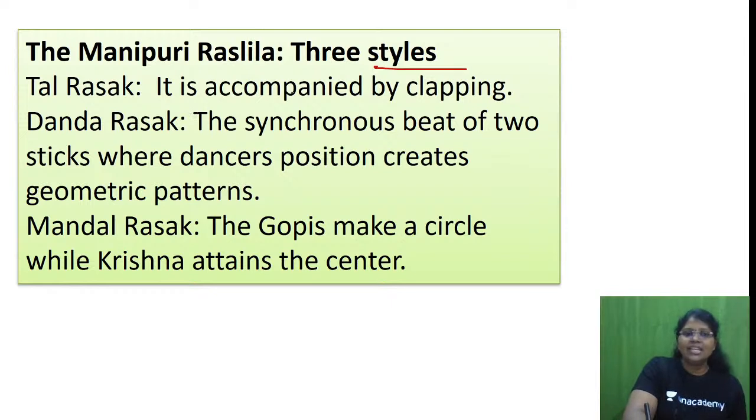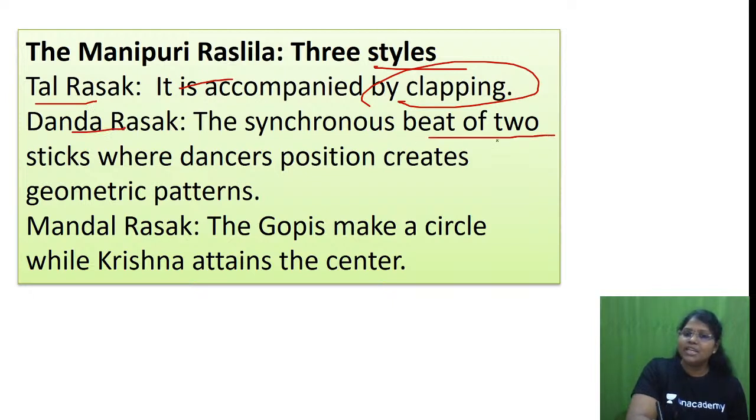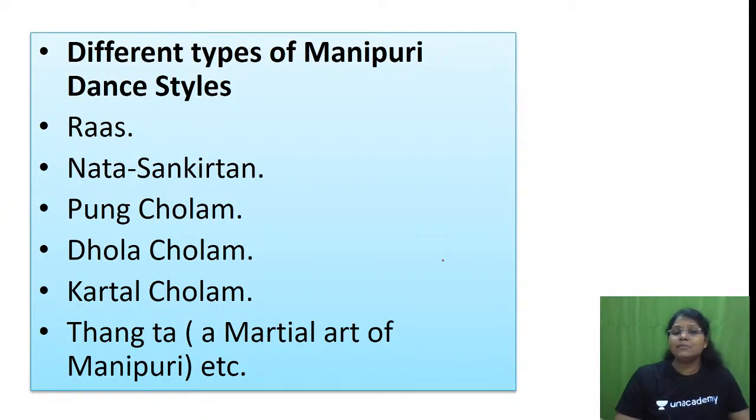Manipuri Ras Lila has three styles. Tal Rasak is accompanied by clapping, so they clap with the tal. Tanda Rasak is the synchronous beat of two sticks where the dancers' positions create a geometric pattern. Very interesting. And Mandal Rasak: the gopis make a circle while Krishna attains the center. That is the Radhe Krishna love story. Of course, he will always be surrounded by his girlfriends, that is in joke, it is gopis. So, different types of Manipuri dance styles.